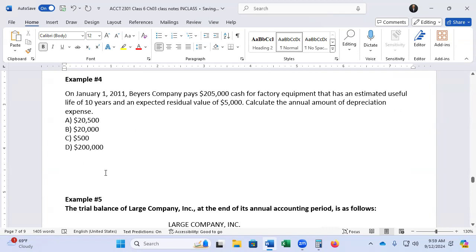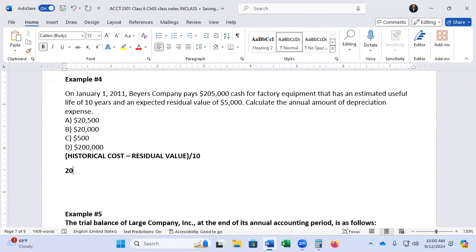Okay, so company pays 205,000 cash for factory equipment that has a useful life of 10 years and an expected residual value of 5,000. Expected residual value is also salvage value, whatever's at the end. So we're going to go ahead and use our formula: historical cost minus the salvage value, or residual value in this case, divided by the number of years, 10. So we have 205,000 minus the 5,000 divided by 10. So that equals 200,000 divided by 10, which is 20,000. And so the answer is letter B.